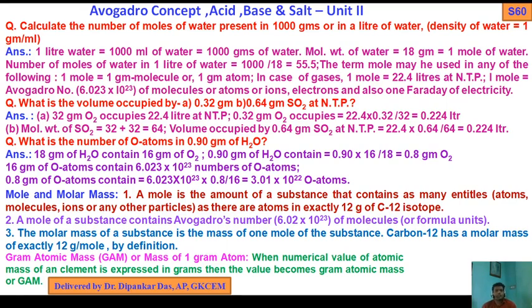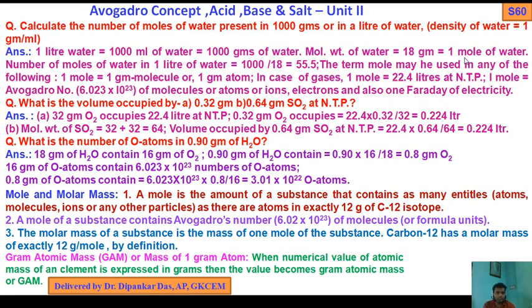As you know, 1 liter of water equals 1000 ml of water or 1000 cc of water. Again, that is equivalent to 1000 gram of water. The molecular weight of water is 18 gram, as you know, 2 into 1 plus 16, 18 gram, that is equal to 1 mole of water.